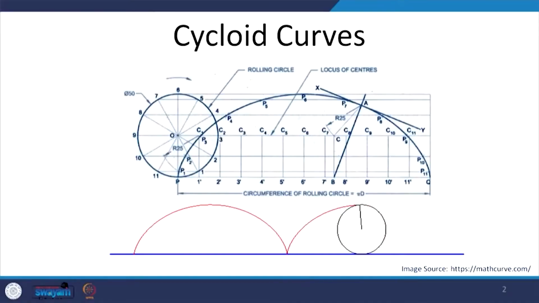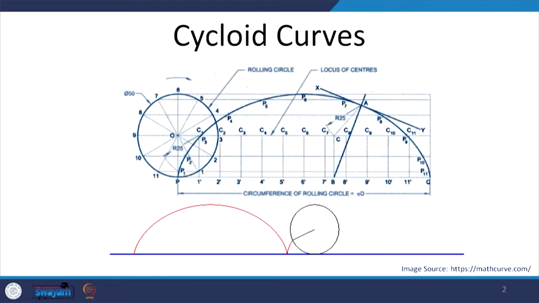So, what is a cycloid? Cycloid is actually the path traced by a point on the circumference of the circle as the circle rolls along a fixed straight path. So, what we are seeing here on screen is that there is a circle which moves in such a manner that it is moving along a straight line, and the path which is in red that we see is the path which is traced by a point which is on its circumference. This is a cycloid curve. It is a periodic curve.